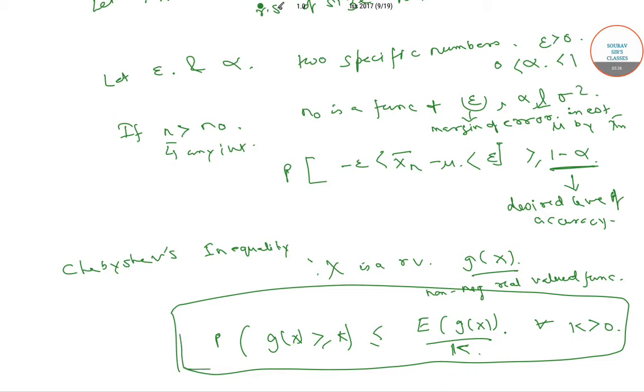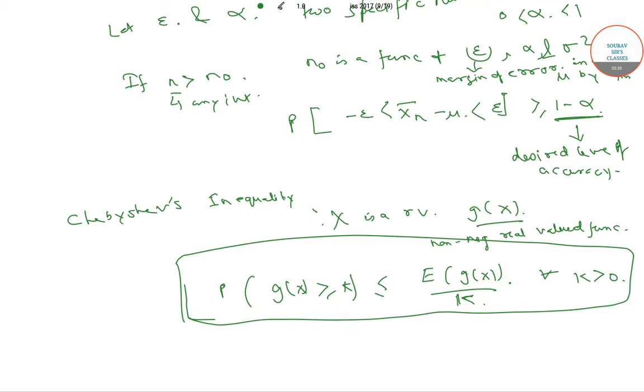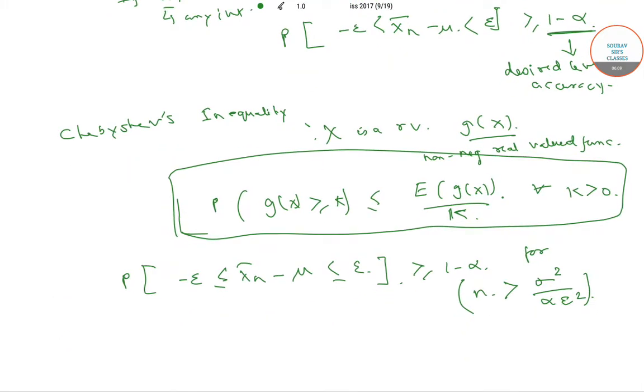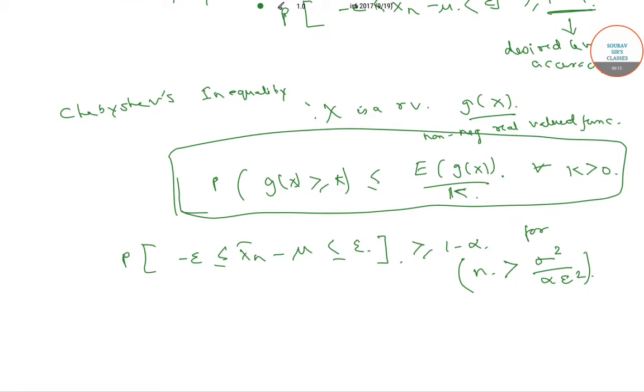With the help of this Chebyshev's inequality, we can prove that the probability that X n bar minus mu lies in the interval minus epsilon to plus epsilon, that is, X n bar minus mu is greater than or equal to minus epsilon and less than or equal to epsilon, is greater than or equal to 1 minus alpha for n greater than sigma square divided by alpha into epsilon square. So let's prove it.